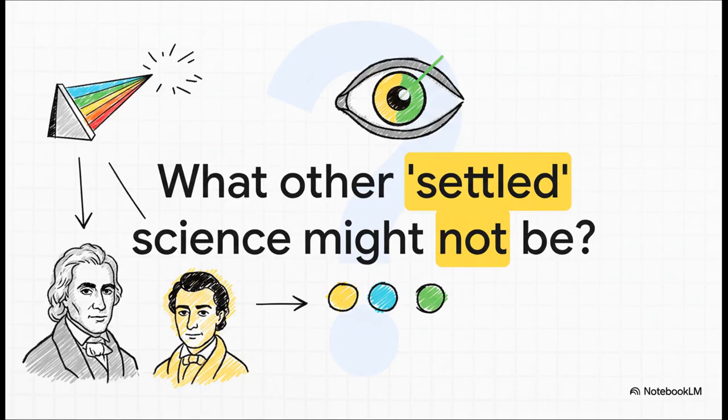So, what does this all mean? We just walked through a theory that was born from a 200-year-old debate between a poet and a physicist, and it claims that a simple little prism experiment can challenge a major cornerstone of modern physics. It really forces you to ask a fascinating, maybe even a little bit of an unsettling question. What other settled science might not be so settled after all?